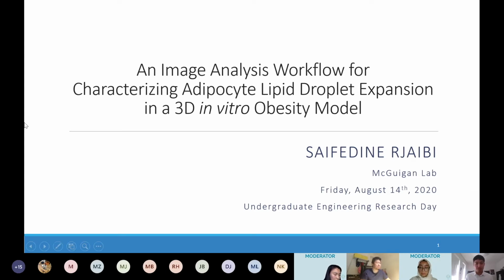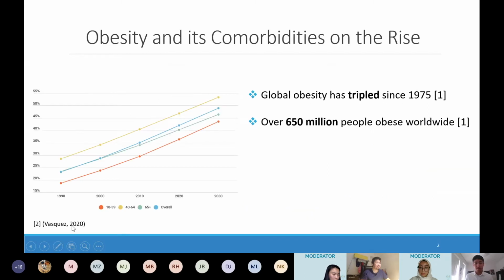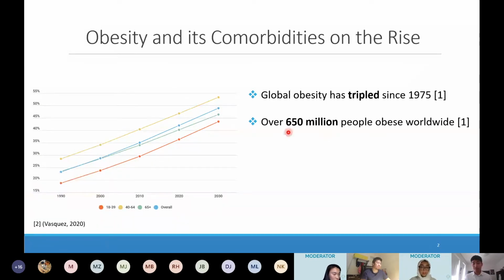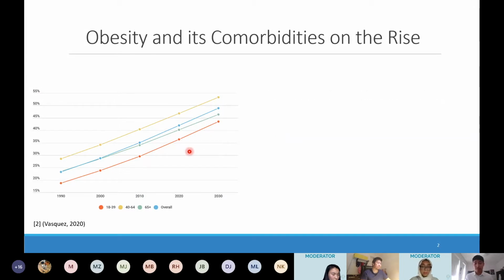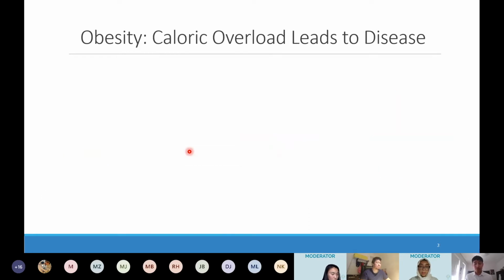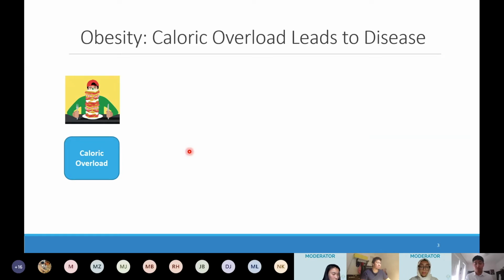So the motivation for our research is that obesity has been increasing in prevalence rapidly over the past couple decades. For instance, it has tripled since 1975, with over 650 million people obese worldwide today. And in certain countries, like the USA, it represents over 40% of the population. The concern with this is that obesity has been linked to the development of many comorbidities, including diabetes, cardiovascular disease, and cancer.